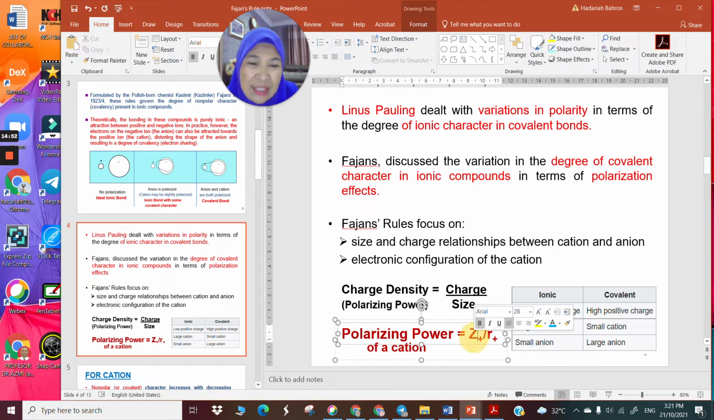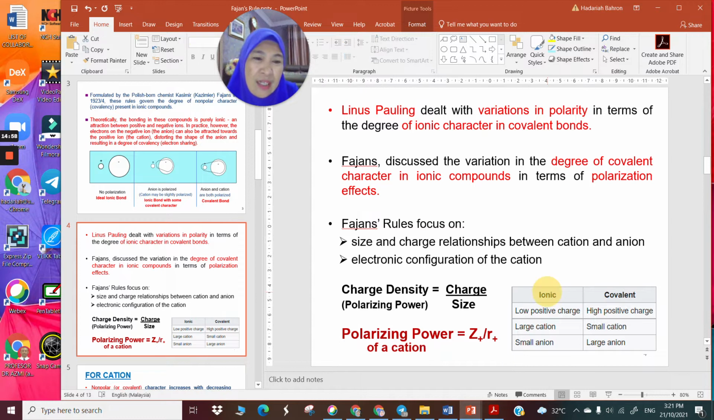The charge of the cation and the radius of that cation. So when we are looking for ionic character of a compound, we always look for low positive charge. Remember, ionic character is complete transfer, no sharing. So we look for low positive charge of the cation, a large cation, and a small anion. Large cation means it just cannot pull electrons from that anion.